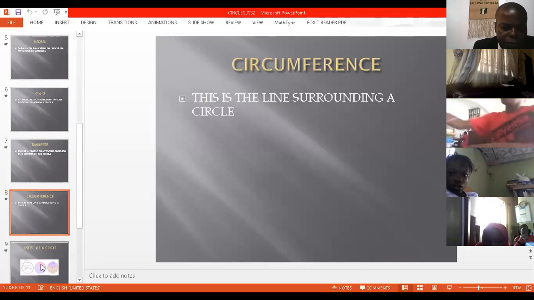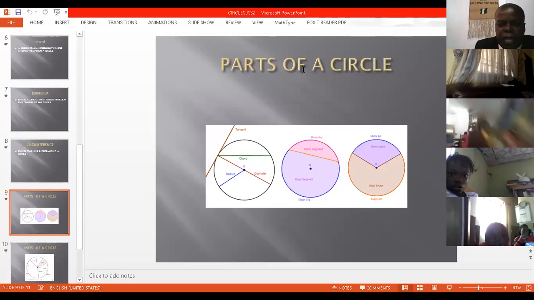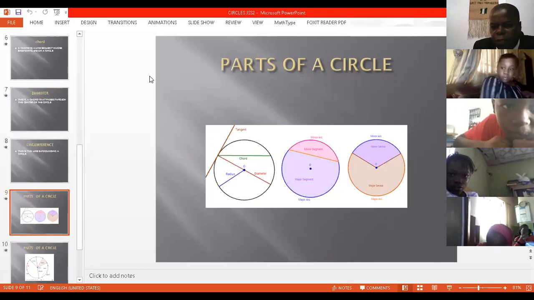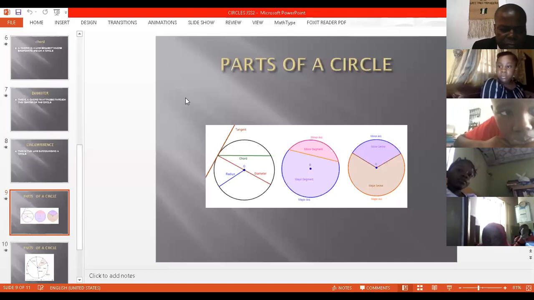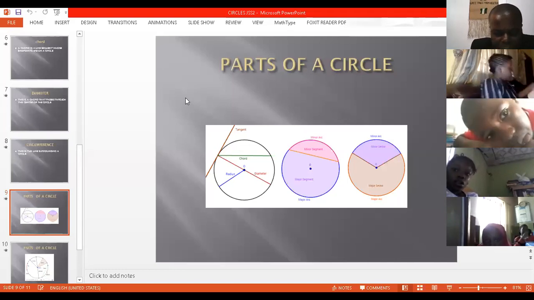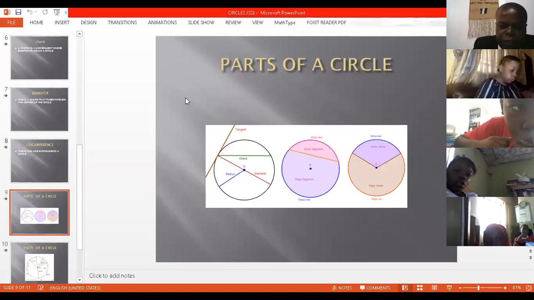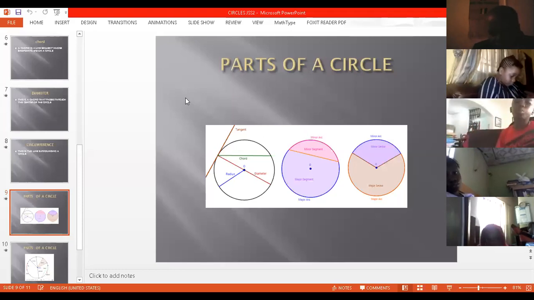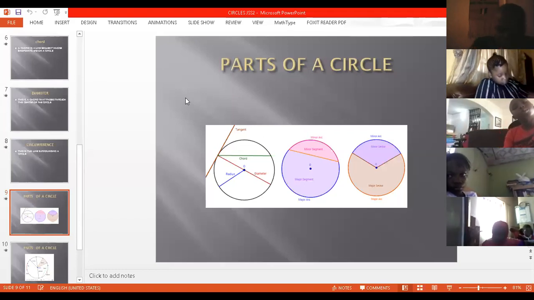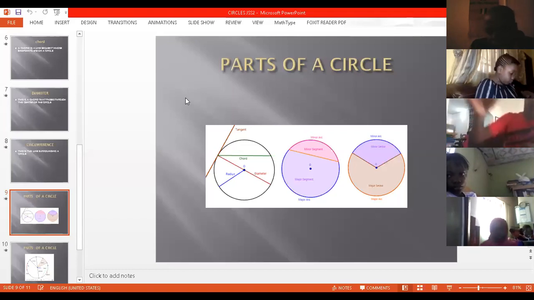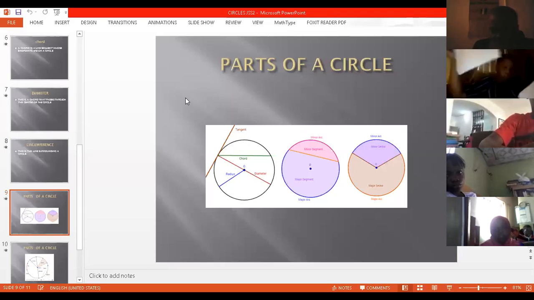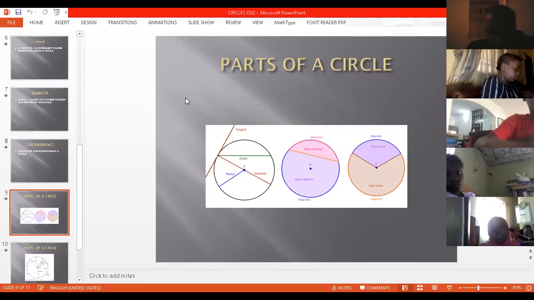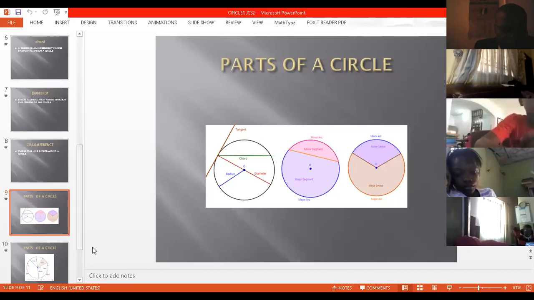Now, on the slide, you see a picture of a circle and parts of a circle. These are the parts of a circle that we have. We have the tangent, which is a straight line that cuts across the circumference. We have the chord. We have the radius and diameter. Can you all see it? If you can see the diagram, please just type yes. Okay, good. So these are parts of a circle: the tangent, chord, diameter, and radius.